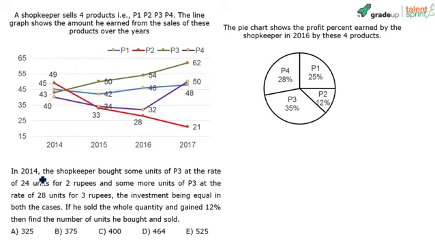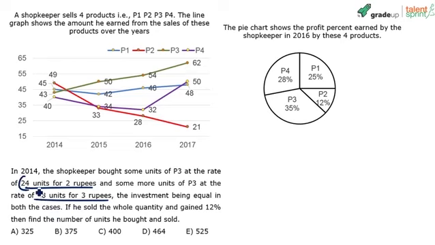In 2014, the shopkeeper bought some units of product 3 at the rate of 24 units for 2 rupees and some more units of the same product 3 at the rate of 28 units for 3 rupees. The investment being equal in both the cases. Remember, investment is what? The amount you spend. That's equal in both the cases. What are the 2 cases?